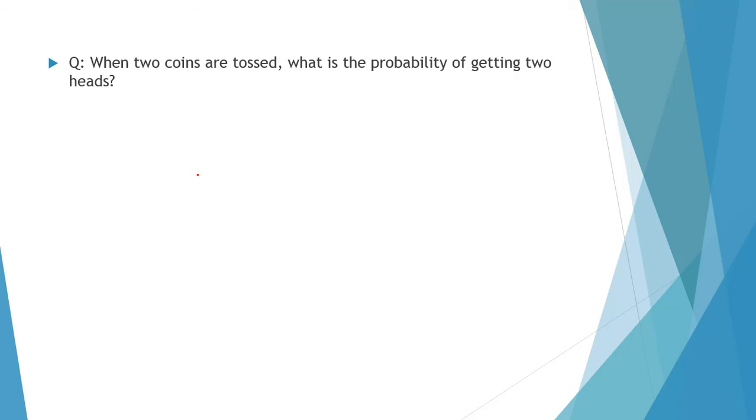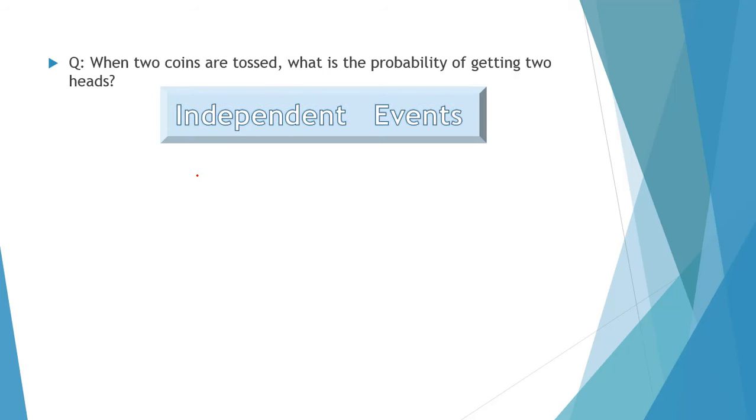When 2 coins are tossed, what is the probability of getting 2 heads? Let me tell you about the independent events. 2 events are independent if the first event does not affect the probability of the second event. Like getting heads in a first toss doesn't affect what will appear in a second toss. When the events are independent, the probability of both the events happening together is found by multiplying the 2 probabilities. This is the special rule of multiplication.